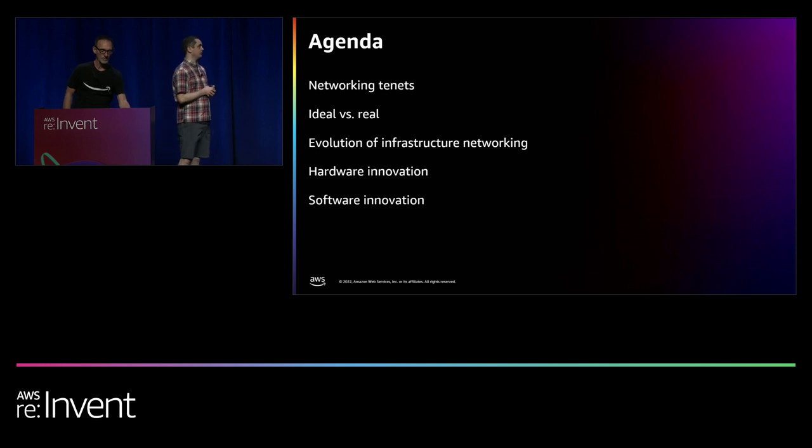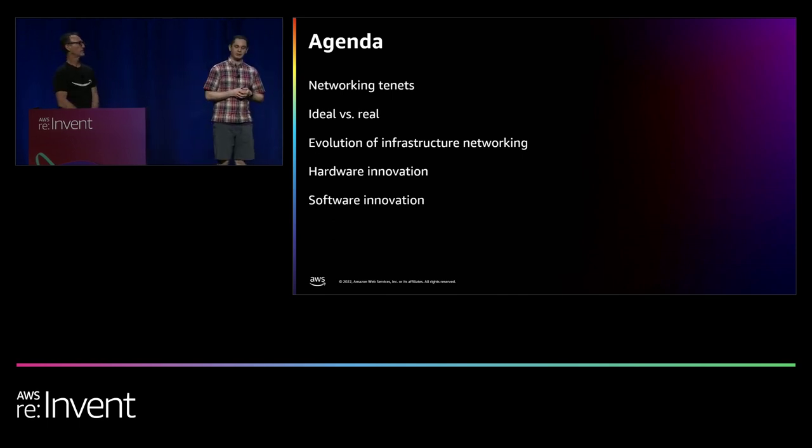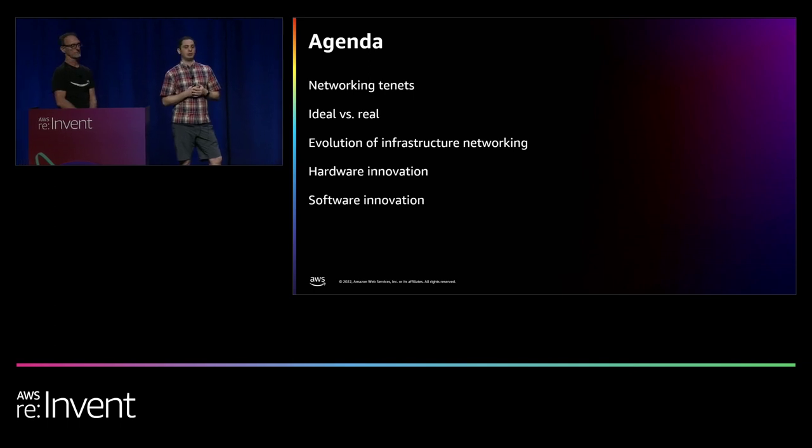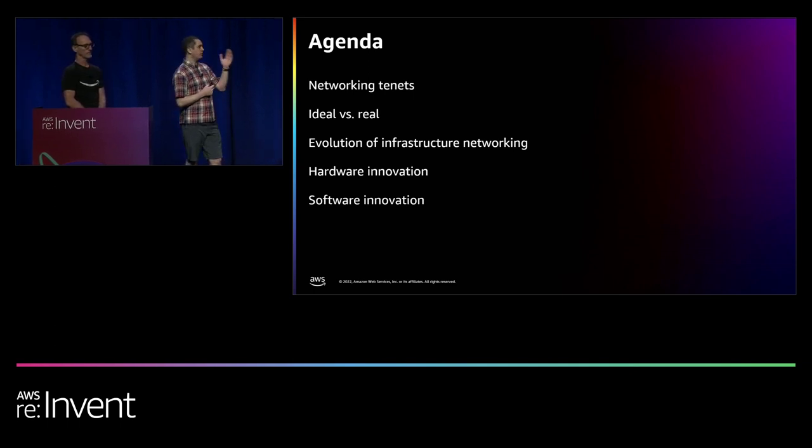In terms of an agenda, we'll start in traditional Amazon fashion with a talk about some of the tenets that help guide our decisions. We'll then talk about some of the complexities of the real world versus the ideal we'd all love to live in. We'll then review a history of the network and how we got to where we are today, before we highlight a handful of the hardware and software innovations that we've brought to help solve some of the problems that we feel we have, so that we can provide you, the customers, with the experience you should expect.